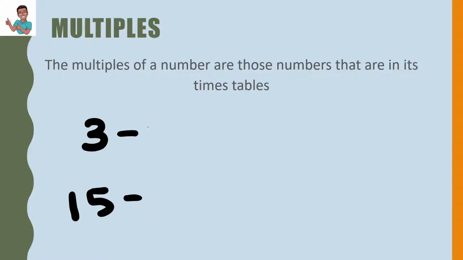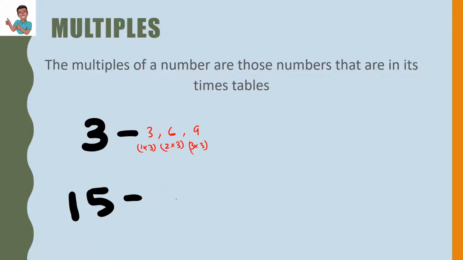The first multiple of 3 is 3. This is because 1 times 3 gives 3. The second one would be 6 because 2 times 3 gives 6. And the third one would be 9 because 3 times 3 gives 9.